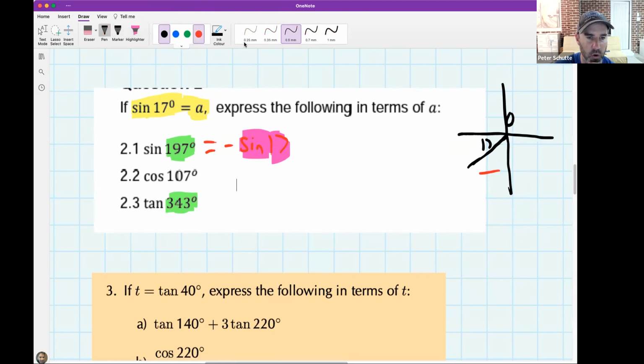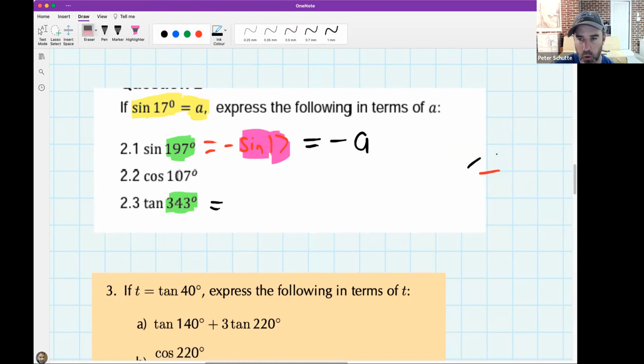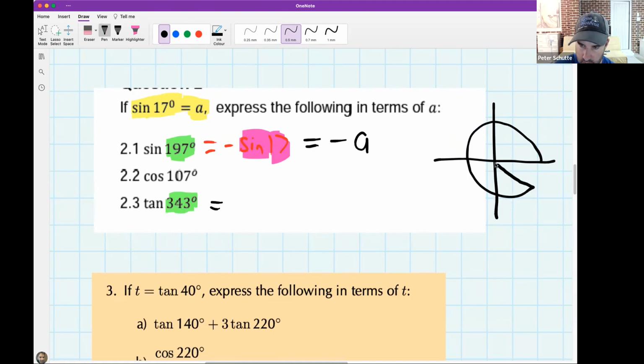And so the answer to my question, to express the following in terms of a, is just going to be minus a. That's it. For 2.3, we are now no longer in the same quadrant. We are in quadrant number 4. And if I go all the way around to here, in this quadrant, tan is negative. So I know my answer is going to be negative.